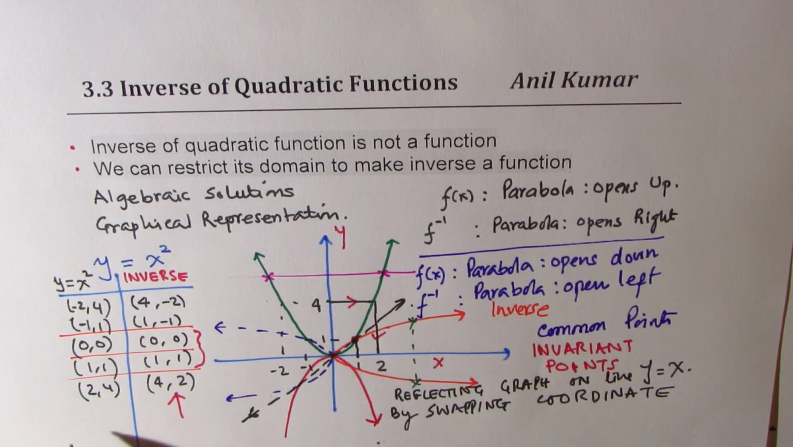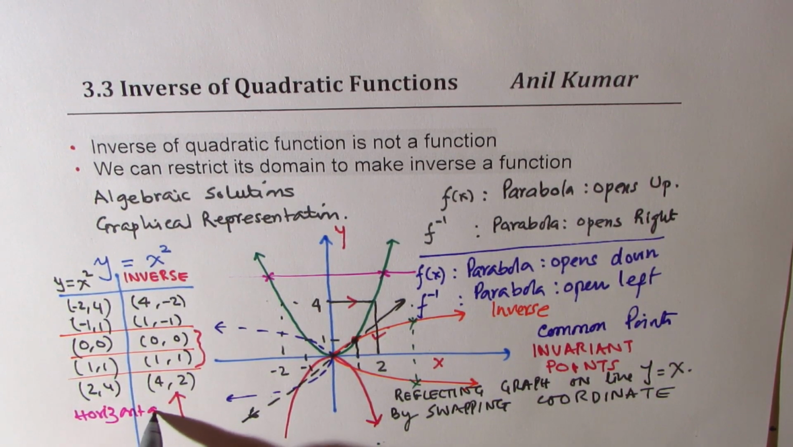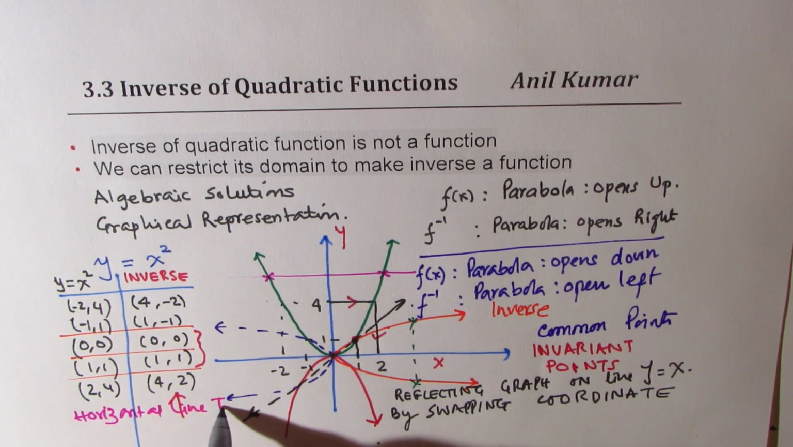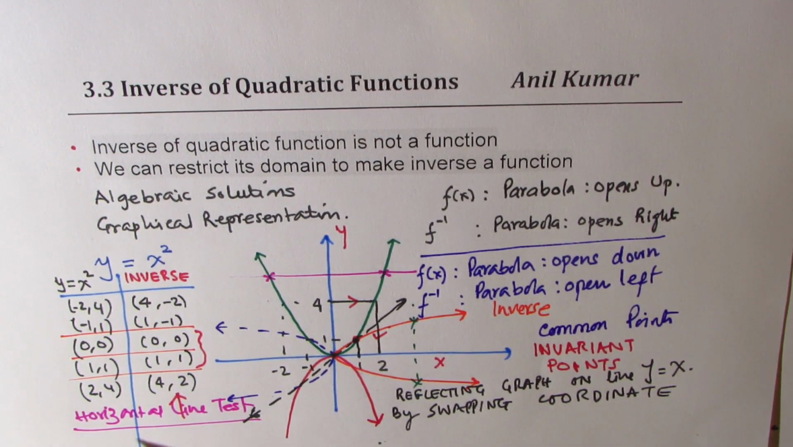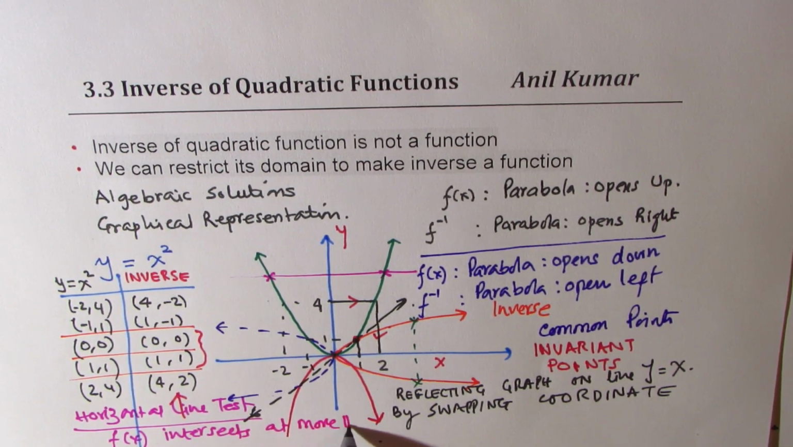We call this a horizontal line test. Which is, if you draw a horizontal line through the function f of x and it intersects at more than 1 point, then inverse is not a function.